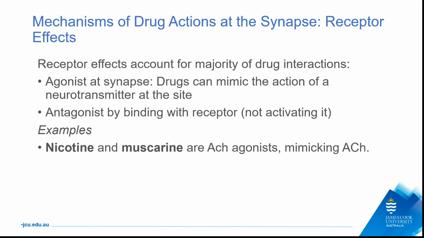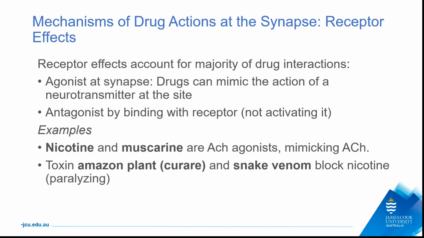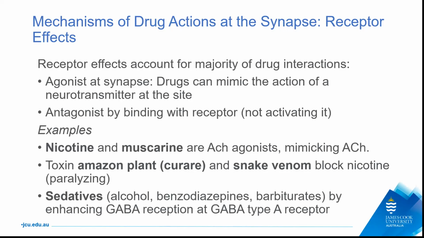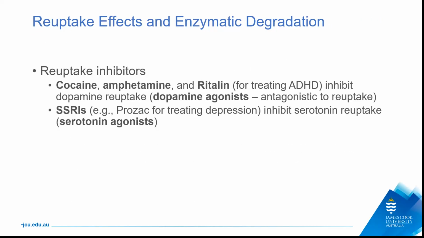So number 2 is a toxic Amazon plant, curare, and snake venom. They block nicotinic receptors, so it leads to paralyzing effects. And we have sedatives, in contrast to stimulants, this really enhances GABA reception, the GABA type A receptor. So reuptake inhibitors, reuptake effects, enzymatic degradation. So we have cocaine, we have amphetamine, that one I will go through during the tutorial, and we have Ritalin. I mentioned this now, for treating ADHD. So they block dopamine. In other words, the dopamine antagonist.